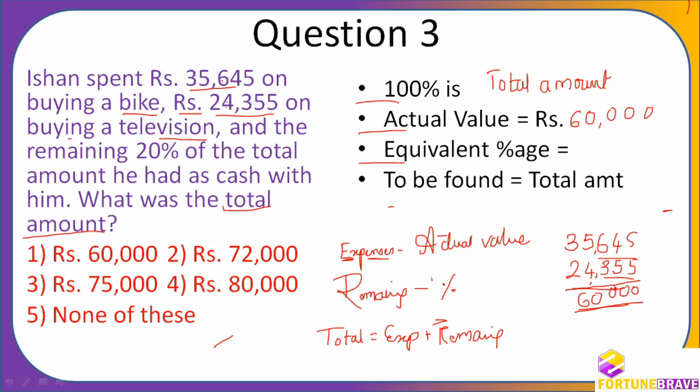What is remaining here? 20% is remaining. So total is 100%. Okay, remaining is 20%. So if I remove this remaining 20%, then expenses will be what? 80%. Okay, so this is 80%. Equivalent percentage of this is 80% now.